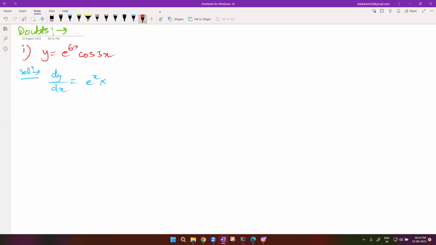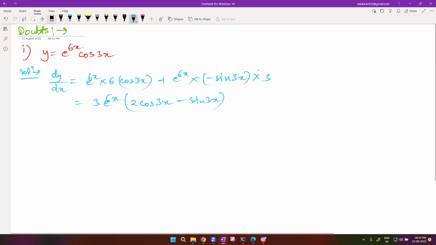In that case, this will change to e to the power 6x into 6, and then cos 3x will be as it is, right? Plus e to the power 6x will be as it is, and then cos 3x will be minus sin 3x, and then 3x, that would be 3. So you can basically take 3 into e to the power 6x common. So you'll be left with 2 cos 3x, right, minus sin 3x. That should be the final answer.